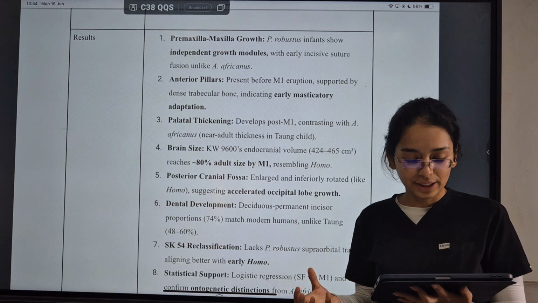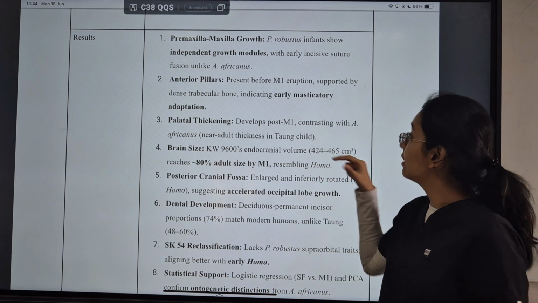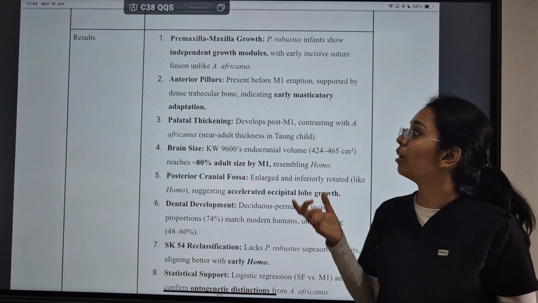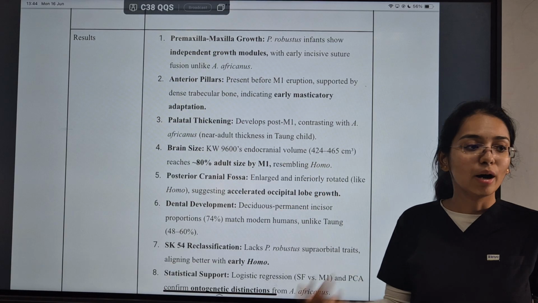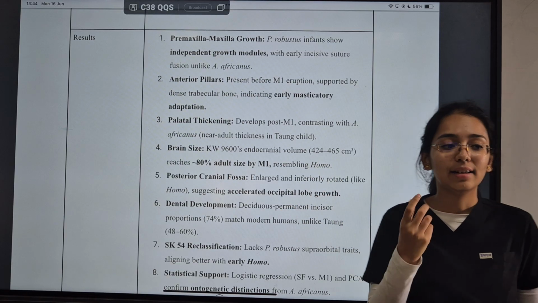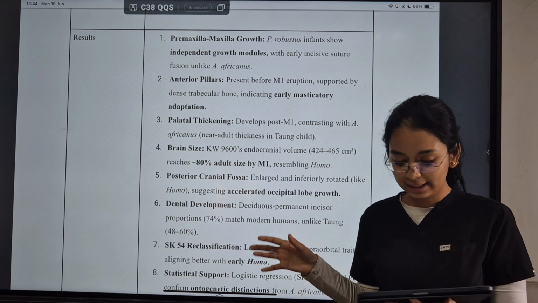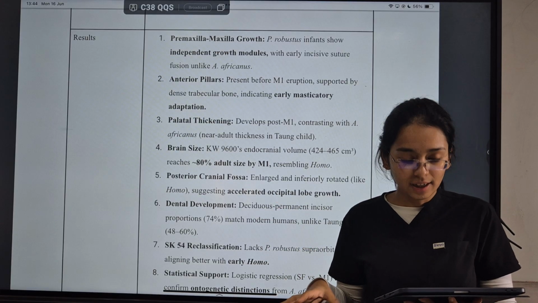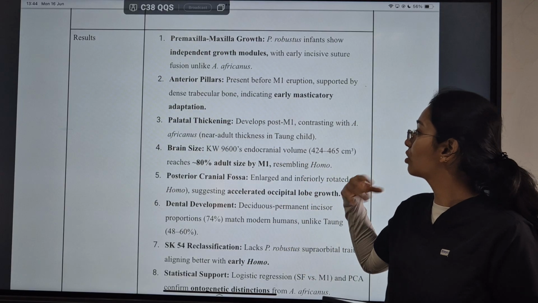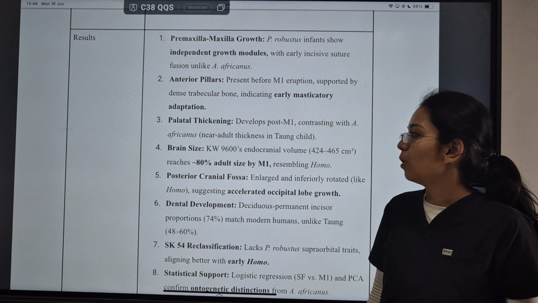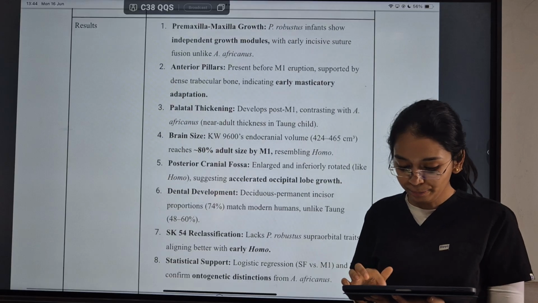P. robustus infants showed independent growth modules with early incisor suture fusion, unlike that of the Africanus species. Secondly, we have anterior pillars present before the molar eruption, which is supported by dense trabecular bone, which indicates early masticatory adaptation of all the species. Palatal thickening was also noted, which developed post molar emergence, in contrast with the Africanus species, where near adult thickness was seen in the specimen.